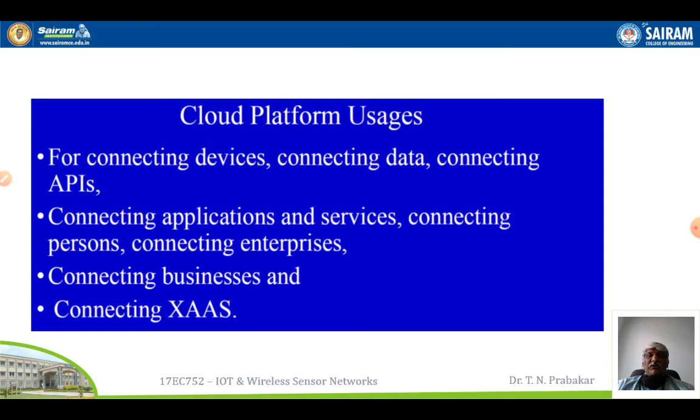And connecting applications and services, connecting persons and connecting enterprises. It is useful for connecting different applications, services, persons and enterprises. And connecting businesses, we can connect businesses, and connecting XaaS.